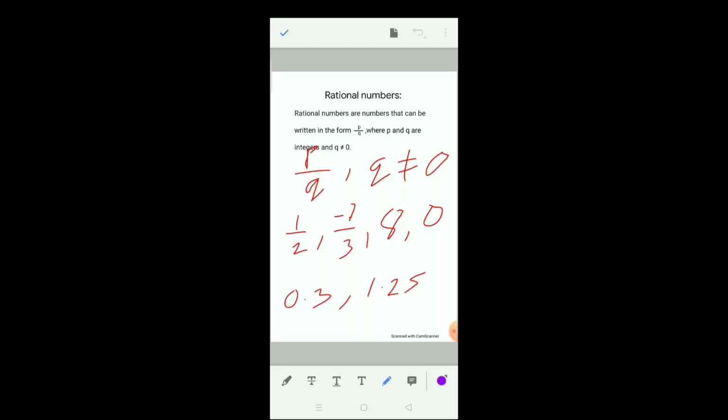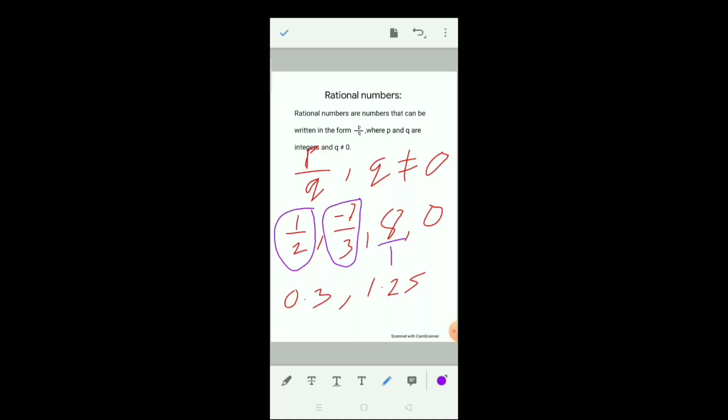Why are these numbers examples of rational numbers? Because here 1 by 2 is in the form of p by q. In the same way, -7 by 3 is also in the form of p by q, where p is -7 and q is 3. Now how is 8 a rational number? This is not in the form of p by q, so we can write 8 as 8 by 1.